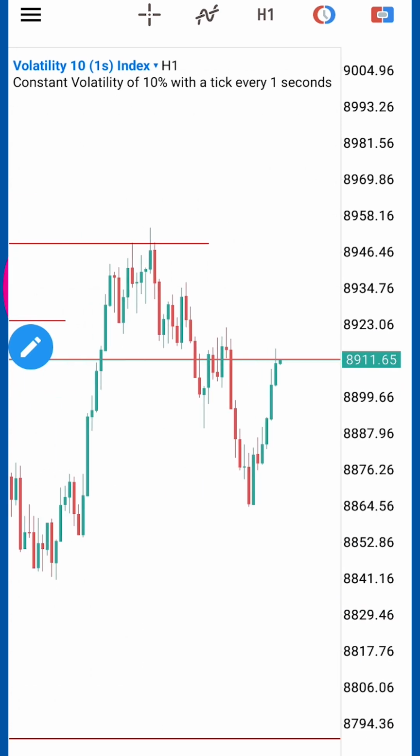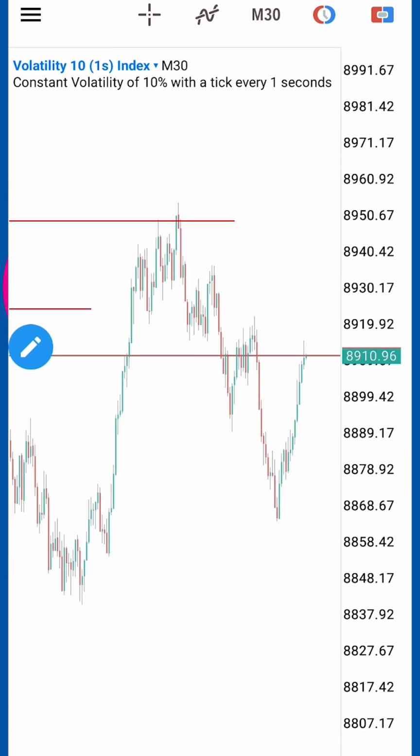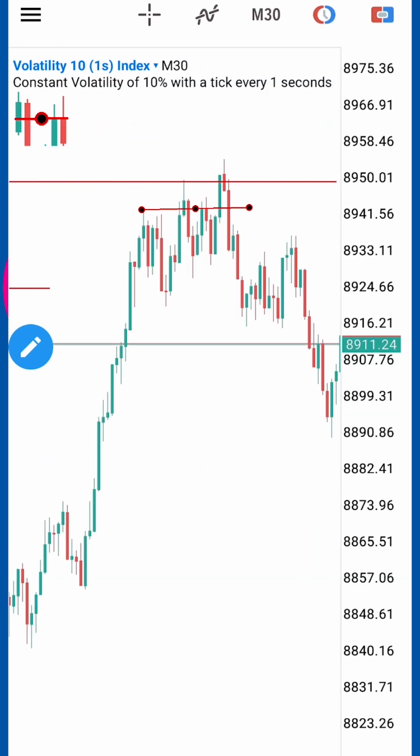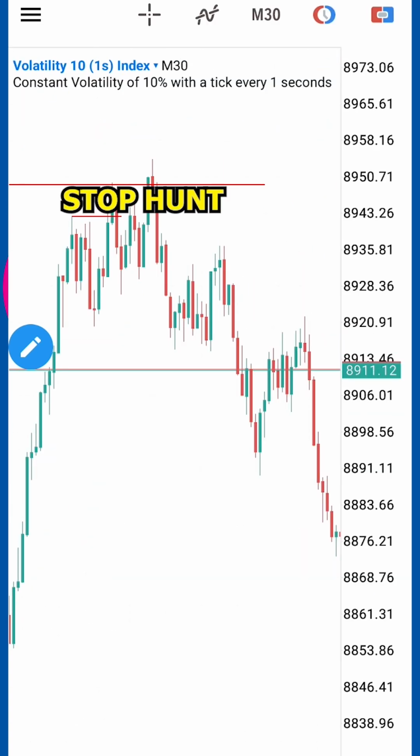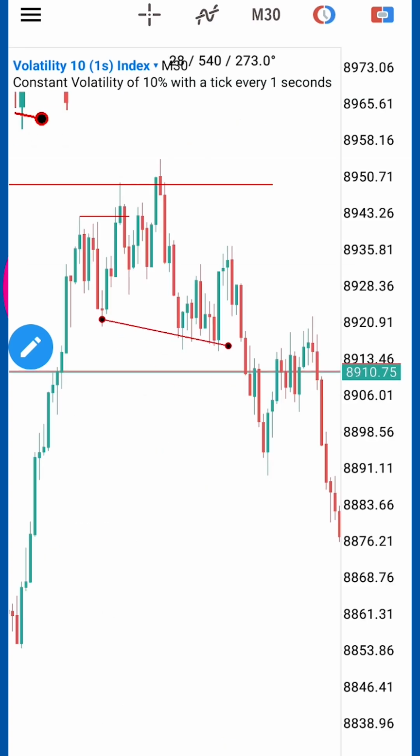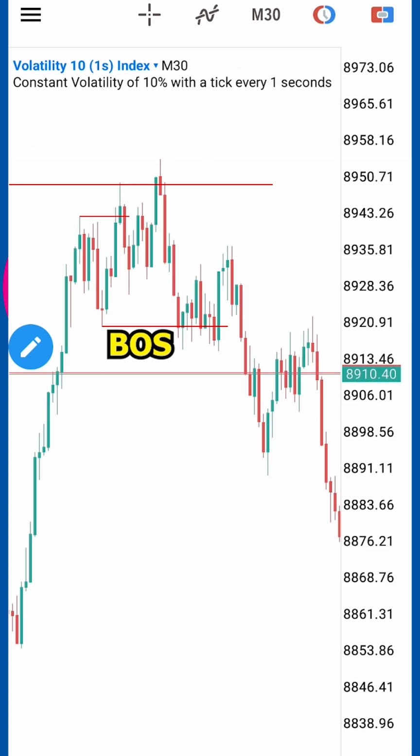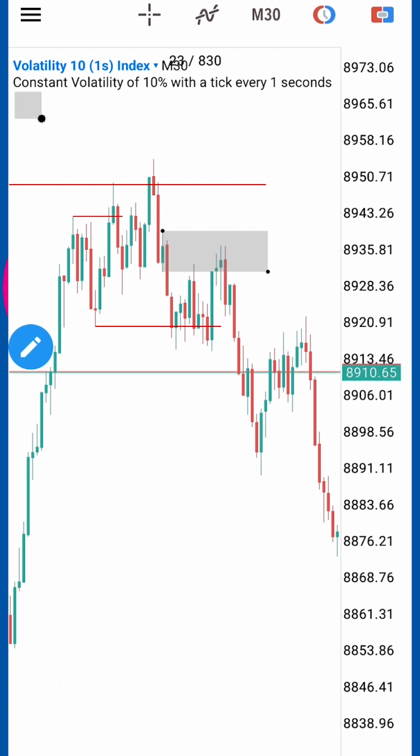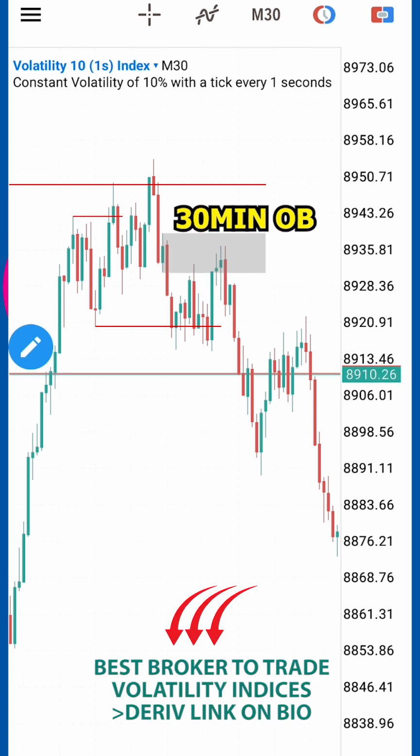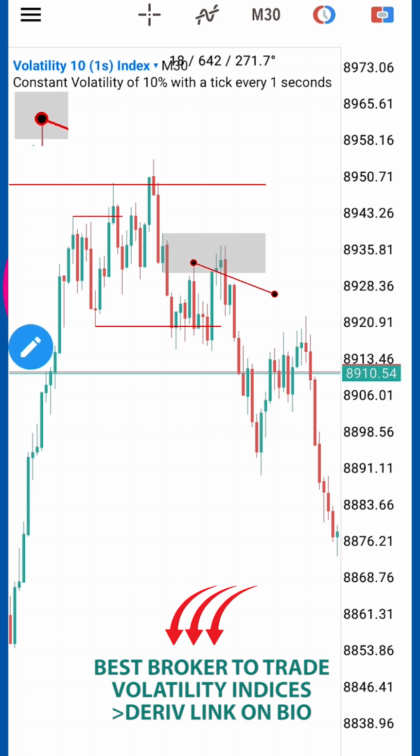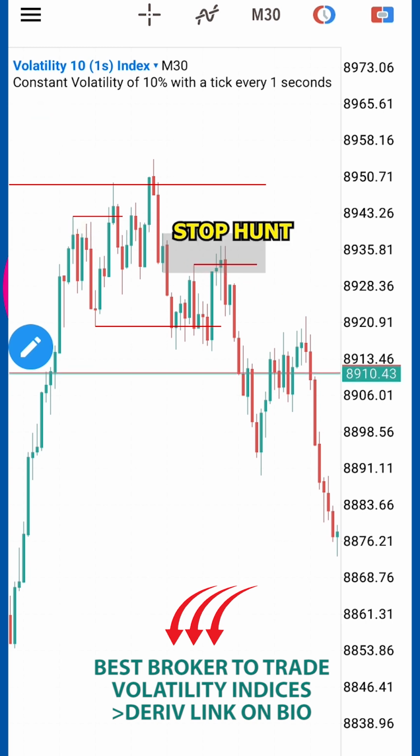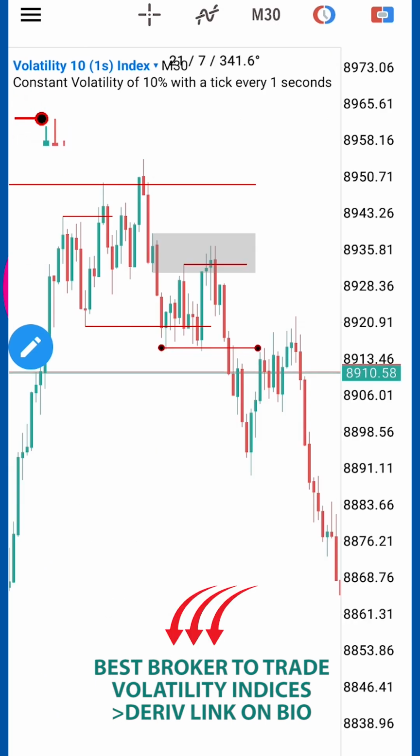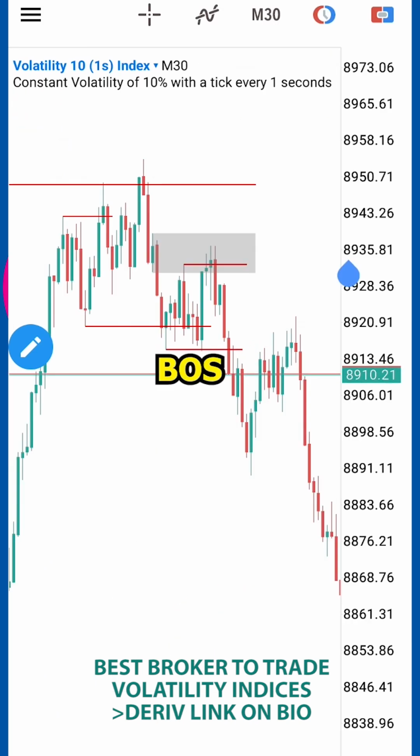Now we have to also focus on the level where it reacted off of, same as we focused on the daily. Now it did a stop hunt again, so it ran the stops, gave us a change of character, or a BOS below the low, returned back into that small consolidation and respected a 30-minute order block, and it kept on dropping down. Now what it did is it did a stop hunt right before it dropped down, and then it continued to break structure below the low.